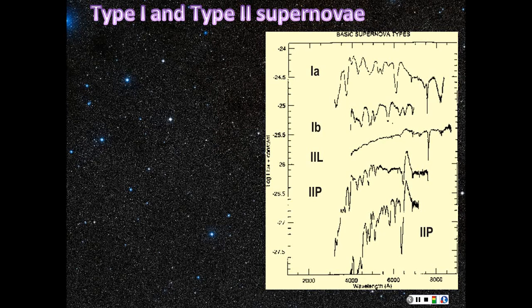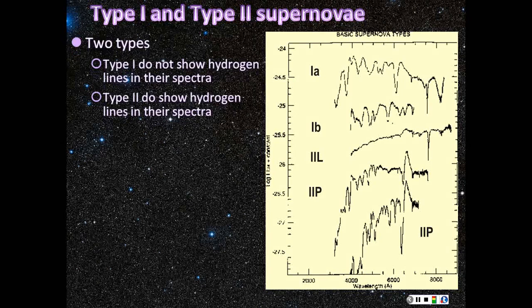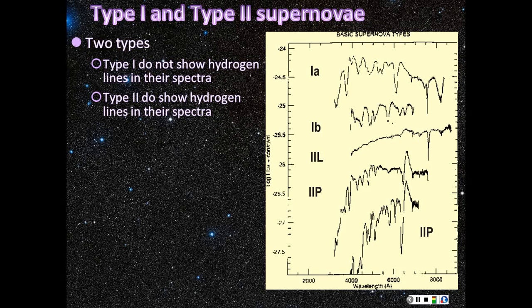And here again is another example of that, where it's basically down to the spectrum and what sort of lines you see. So it's do they have hydrogen absorption lines in the spectrum? The type 1s do not, and the type 2s do. And that's basically the difference between them. So you go to a supernova, you take a spectrum of it at peak light, and if you see a hydrogen line, then it's type 2, and if you see no hydrogen lines, it's type 1.